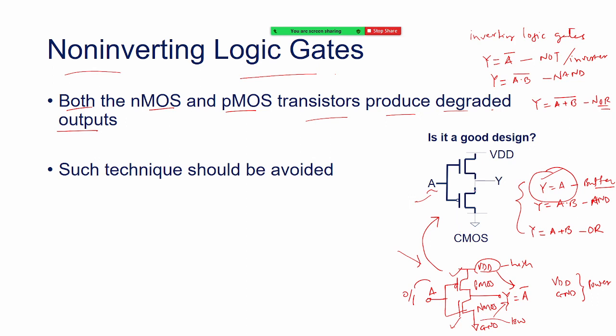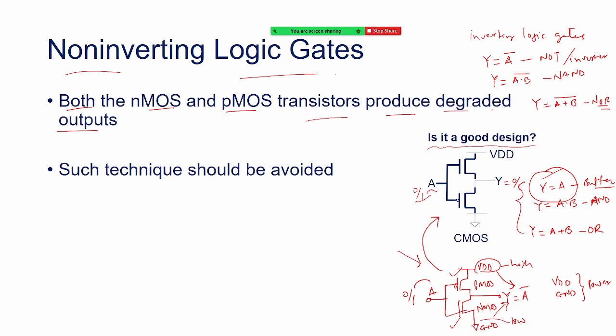Now tell me the working of this transistor circuit. And the question would be, is it a good design? What I can see is that A can be at logic 0 or 1, and accordingly I can have Y equal to 0 or 1. How?